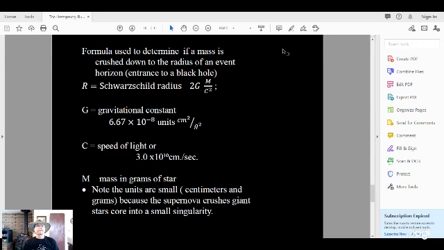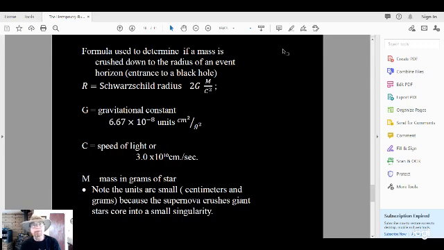So here we have Hawking's famous equation, the formula used to determine if a mass is crushed down to the radius of an event horizon. Event horizon means to escape it, you got to go faster than light. And we know we can't go faster than light. So nothing's going to escape it. Not you, not a radio wave, not a microwave, not light. It's the black hole. Schwarzschild radius, the equation is 2GM over the speed of light squared.